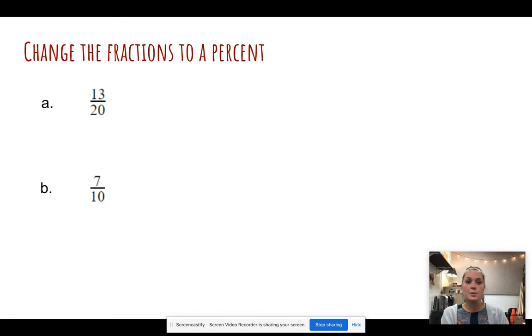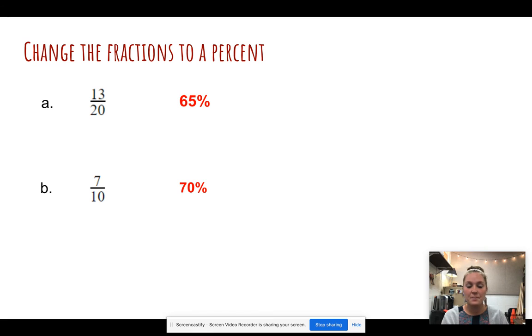Let's do a couple practice problems here. I want you to change the fractions to a percent. So what is 13/20ths as a percent? That is 65%. You would use the giant 1 of 5 over 5 to turn this into 65 out of 100, which is 65%.